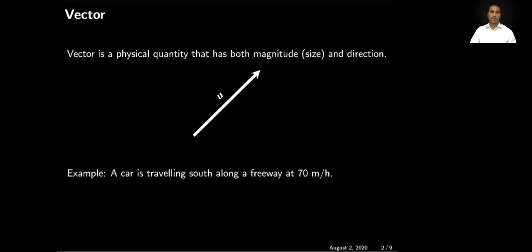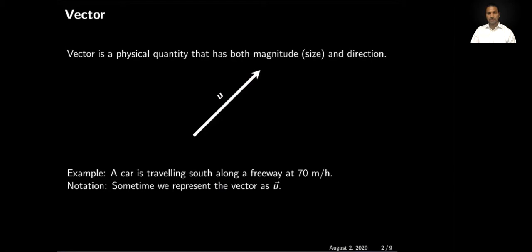For example, a car traveling south along a freeway at 17 miles per hour is a vector quantity because it tells us the direction in which the car is heading, and also gives us the speed of the car, which is 17 miles per hour. So this quantity is represented by two different things, direction and magnitude. So we call this a vector.